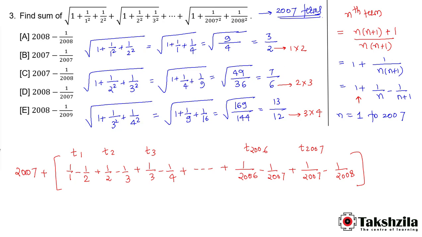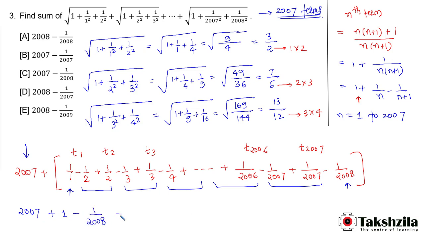So you can see that all the in-between terms will get cancelled out. These two terms will get cancelled out. So only the first term and the last term remain. So let's have a look at it. The answer to this question is going to be what? The addition of all the ones is 2007, plus 1 minus 1 upon 2008. So this addition is going to be how much? 2008 minus 1 upon 2008. The answer is option A. This is how we can solve this question number 3.